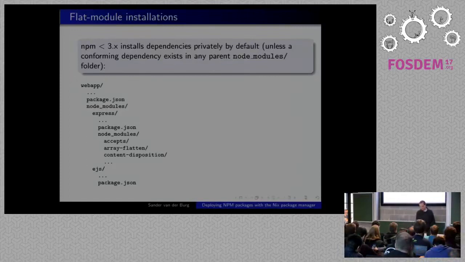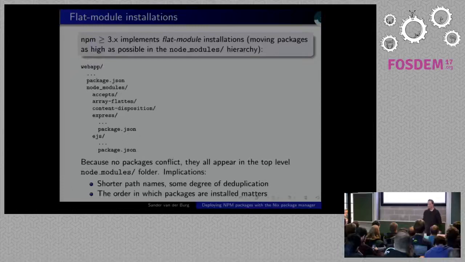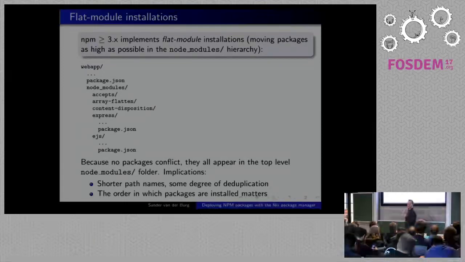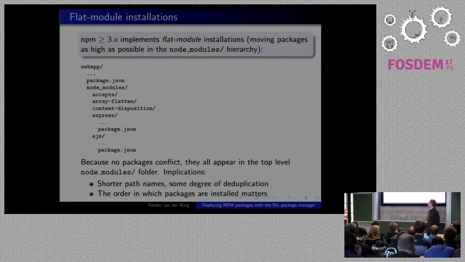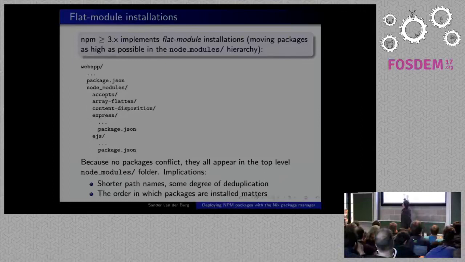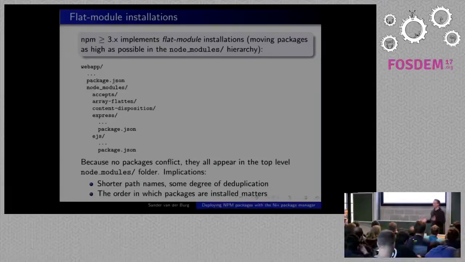What happens in the newer NPM, so in 3.0 and higher, everything is shared by default. So what would happen is it will move all the library dependencies as high in the node modules hierarchy as it possibly can until a conflict has been encountered. So what you see, for example, here is that the dependencies of Express, so accepts, array flatten, and content disposition, are in the same folder as Express itself. So that's also quite strange. So the first time I saw this, I sort of had a headache, like, oh man, how am I going to deal with this? I don't know what to do anymore.